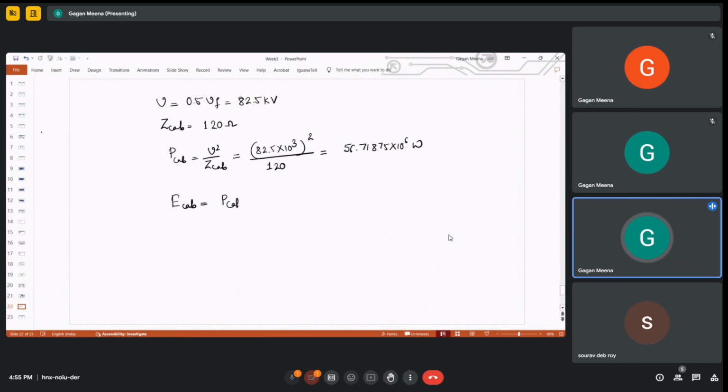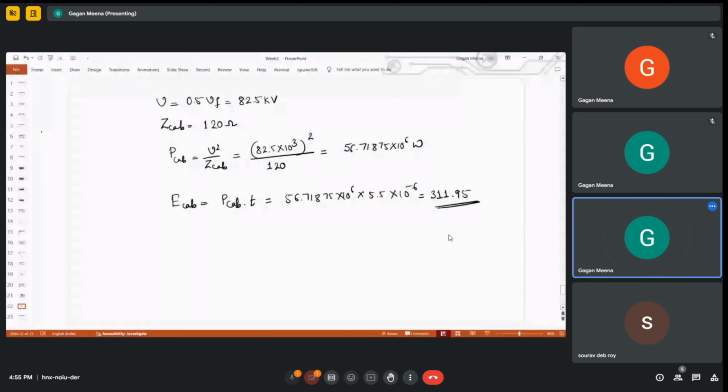So now we want to find out how much energy is transmitted over a duration of 5.5 microseconds. Then it becomes P into T, which is the time duration. It is 56 into 10 to the power 6 into 5.5 microseconds. So this comes out to be the same. It should come the same. I was making some mistakes. I was getting 3.11, so there was some calculation error. Now this is correct. So this is 311.95 joules.